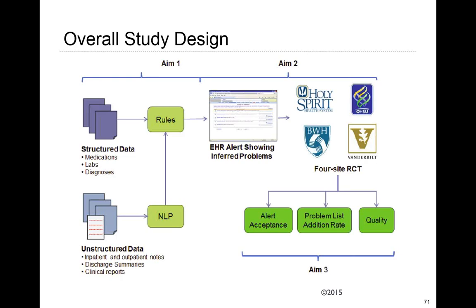We want to do a randomized trial across all four of those sites with the goal of, hopefully, showing, if we're lucky, that this intervention has a positive effect on the rate at which people have problems, but also extended to, hopefully, we won't know until we do it, show that the process of adding more problems could lead to improved quality measures.